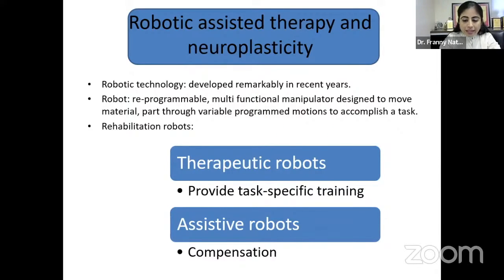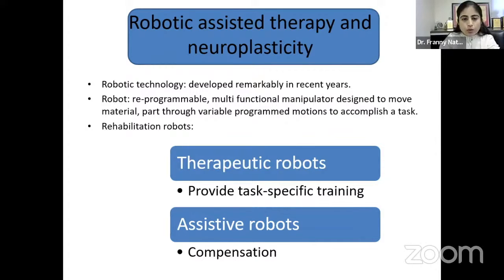So the third technique that we are going to talk about is robotic assisted therapy and how it is based on neuroplasticity, or how it helps in neuroplasticity. So robotic technology has remarkably developed in recent years, and we will define a robot as a reprogrammable multifunctional manipulator, which is designed to move a material or a part through variable programmed motions to complete a task. So we basically use this technique in rehabilitation.